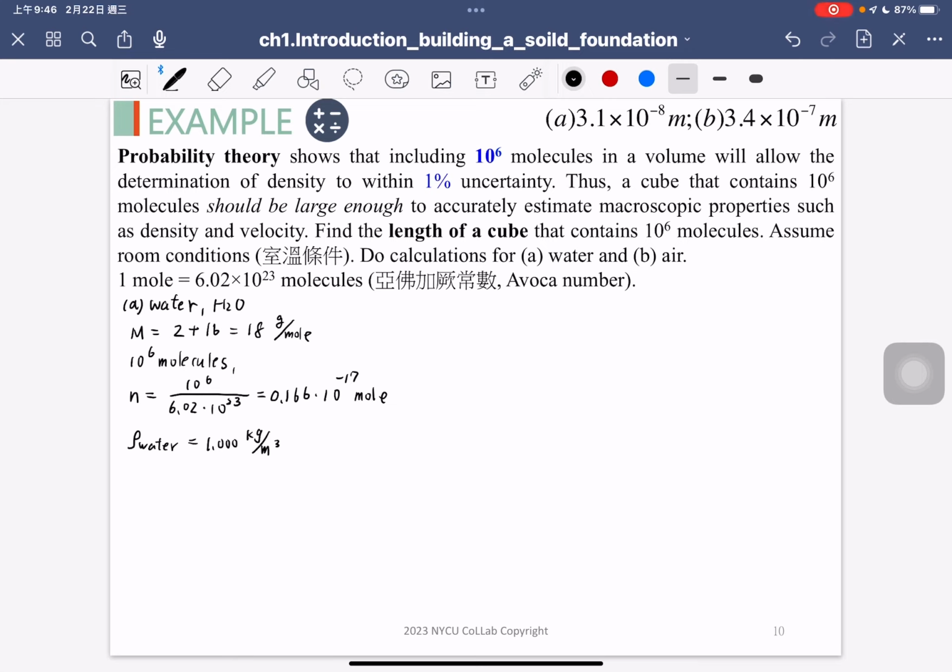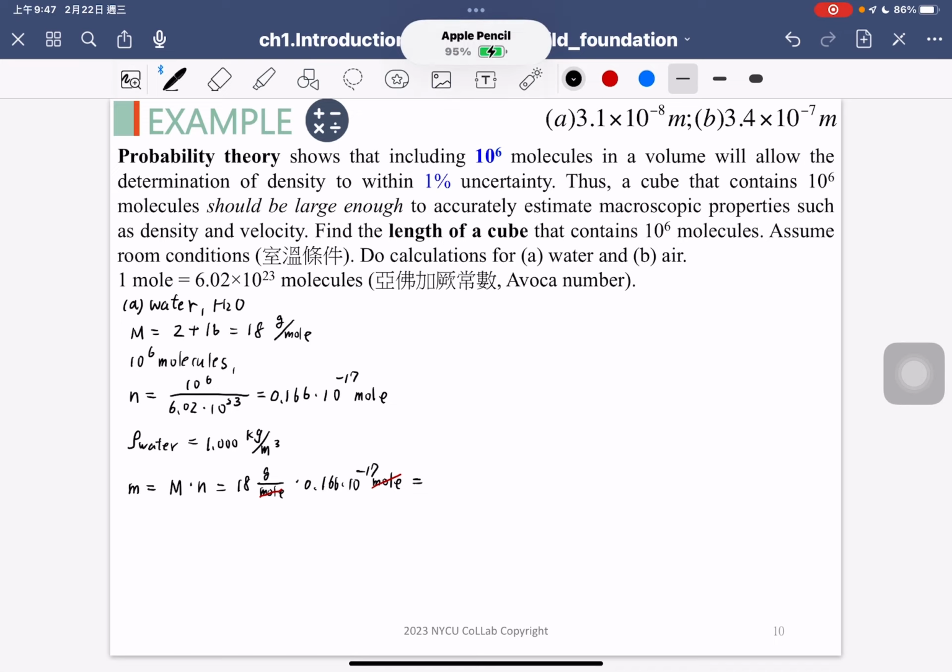I want to know how much water is in the cube, because I have the molar mass, and I know how many moles I have. So I can compute the weight of the water in a cube. The molar mass here is 18 grams per mole, multiplied by the moles, 0.166 times 10 to the minus 17. After this calculation, I can cancel out the mole, and I only have the unit of gram.